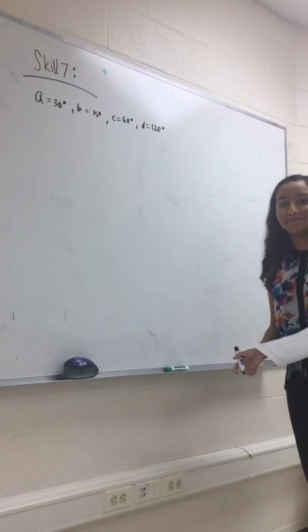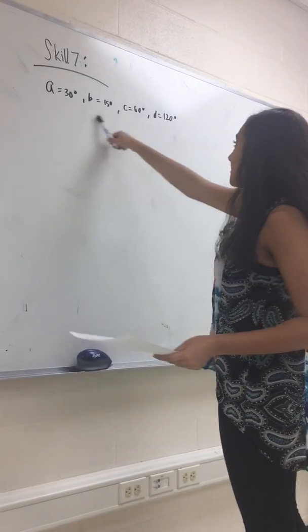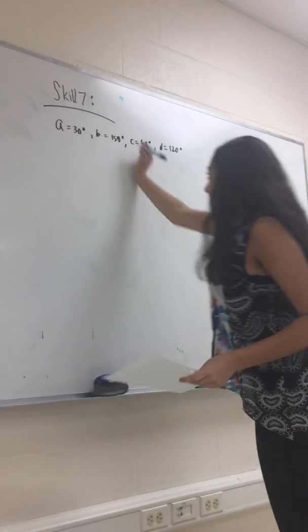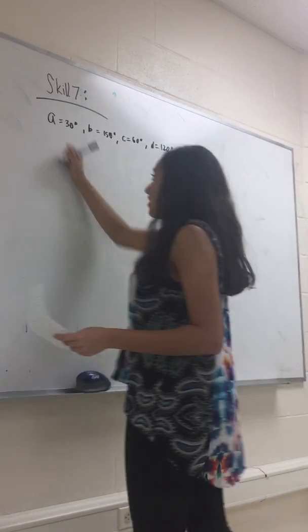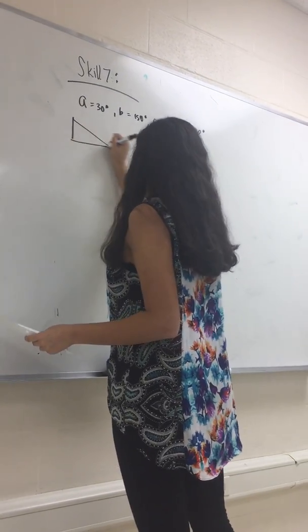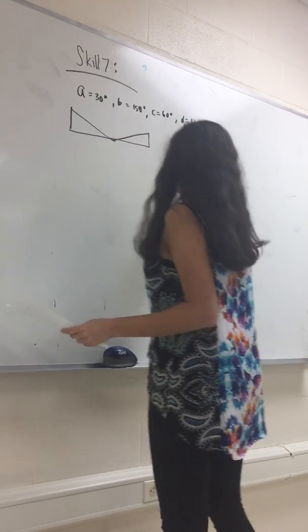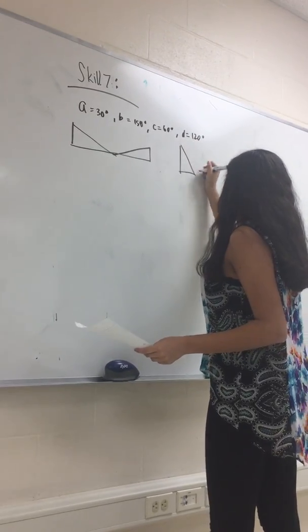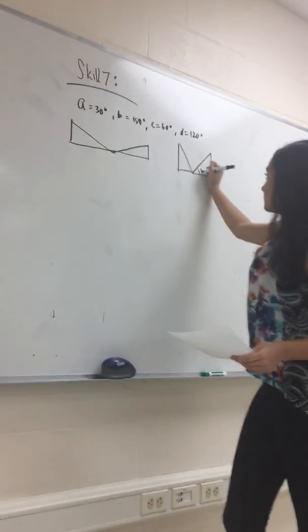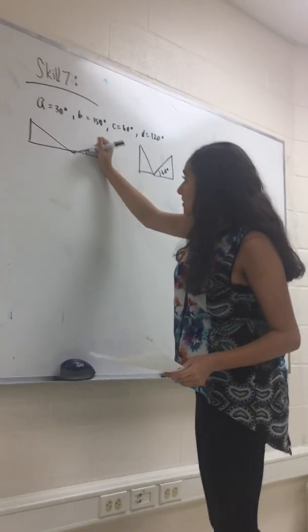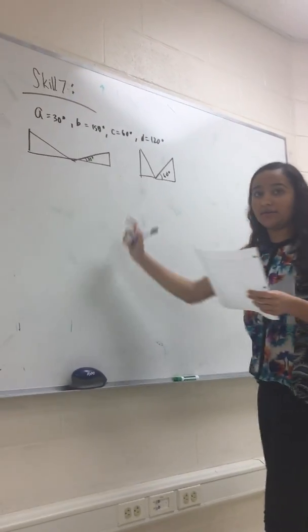Okay, so here are your A, B, C, and D values. The first thing you do is draw a visual. Here I drew two triangles representing the angles that I chose. This would be, for example, 60 degrees, and this would be the 30-degree pair of triangles.